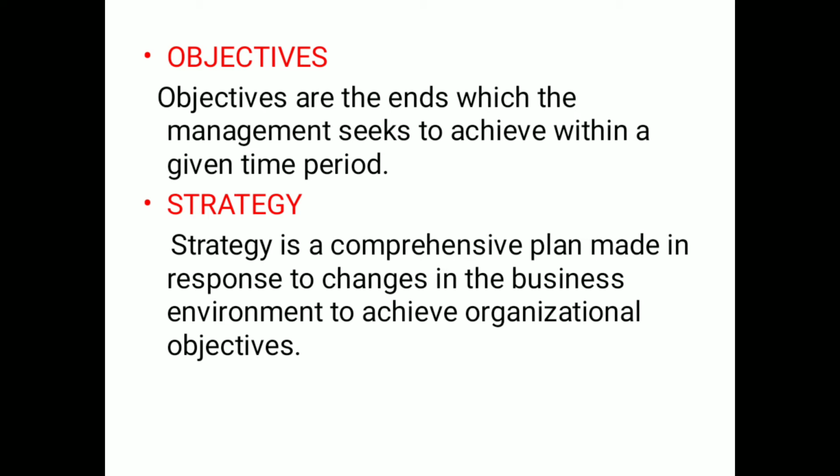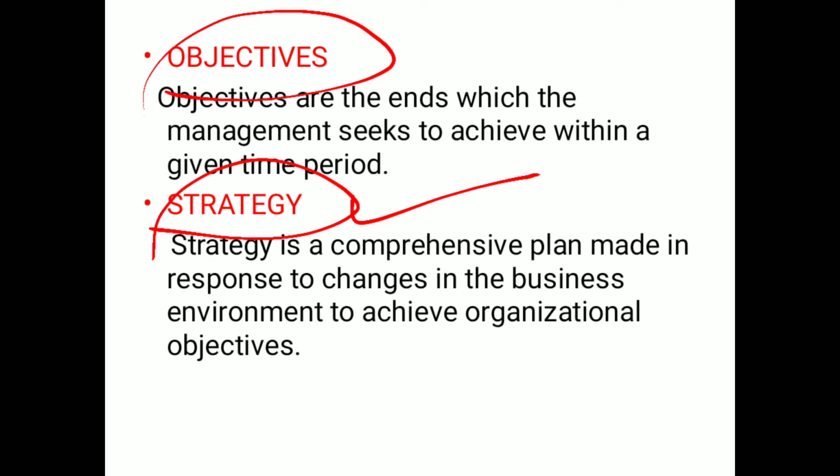Objectives define the future state of affairs which the organization is aiming to achieve. Hence they serve as a guide for overall business planning. The second is strategy. As explained earlier, there are two broad categories of plan, that is, standing plan and single use plan. The objectives come under standing plan. The strategy also comes under the standing plan.